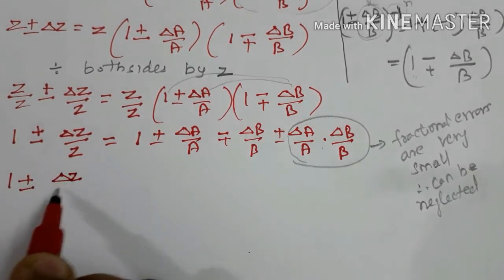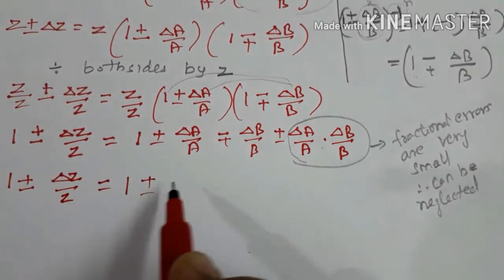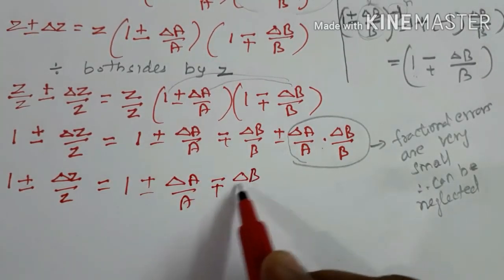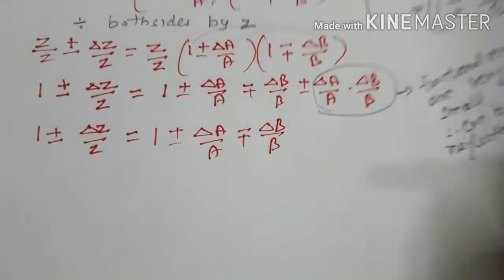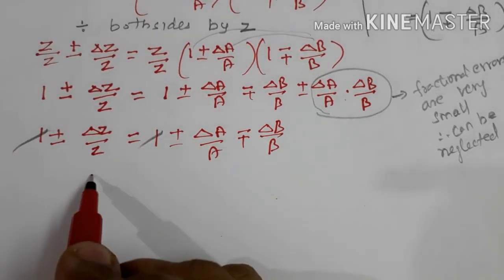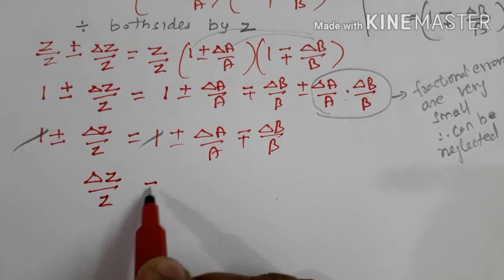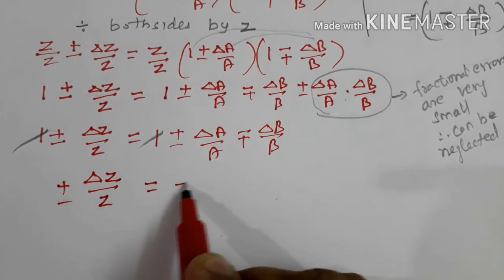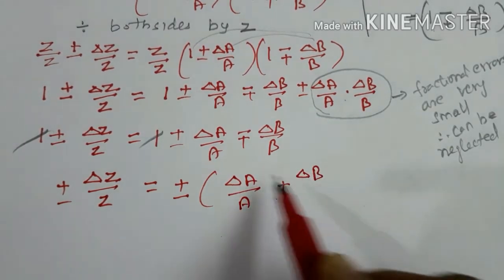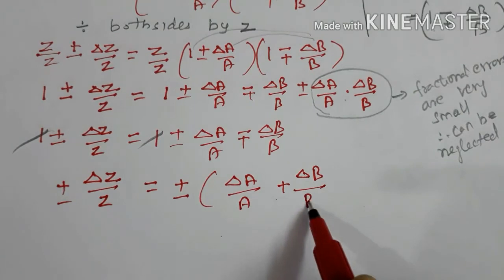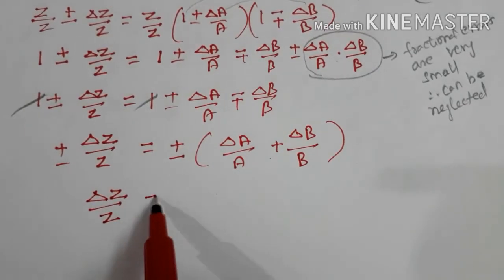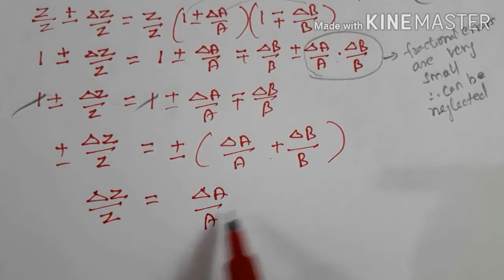1 plus or minus delta Z by Z is equal to 1 plus or minus delta A by A minus plus delta B by B. You have neglected this term. Okay, so you can cancel these two, right? These two terms can be cancelled. So what is left out? Delta Z by Z is equal to delta A by A plus delta B by B, you take the plus minus term out commonly. So you will get this. Otherwise you can write it as delta Z by Z is equal to delta A by A plus delta B by B.